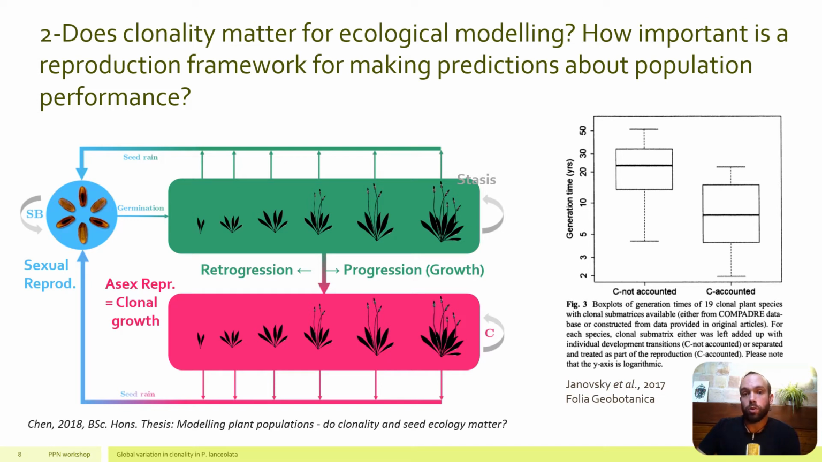So this is what we want to check in our Plantago lanceolata, because in this article, Janowski, the authors suggest that for species that rarely exhibit clonality, it can be treated as a growth of the maternal ramet. So we really want to test this in Plantago lanceolata to see if this is the case.